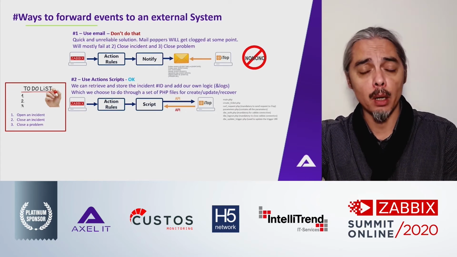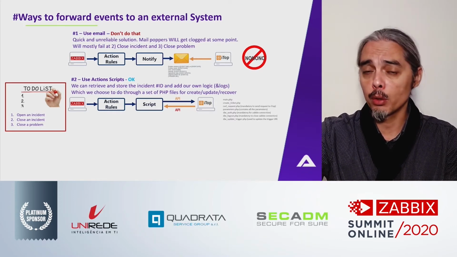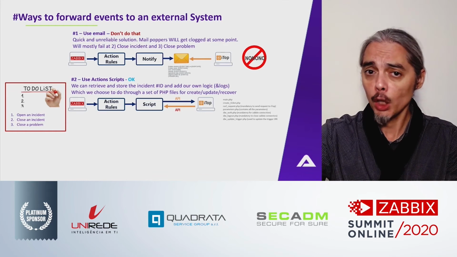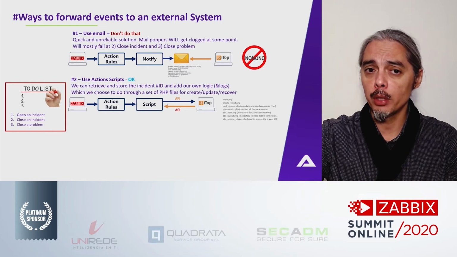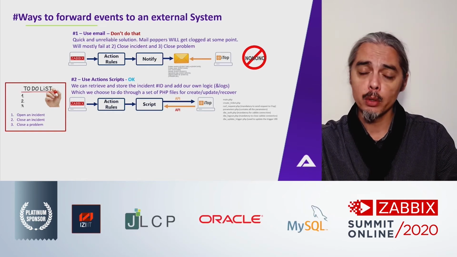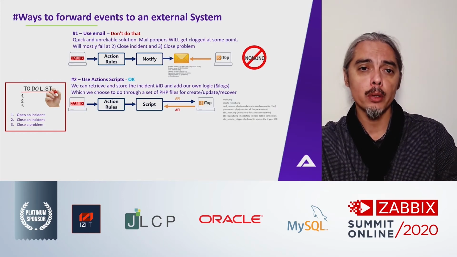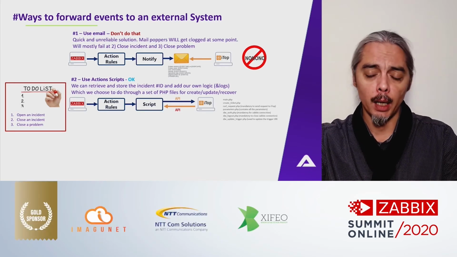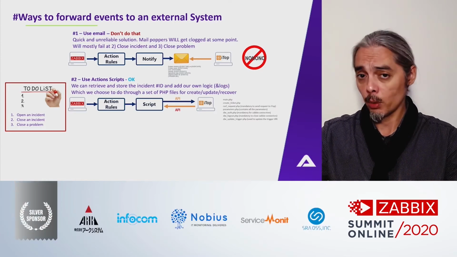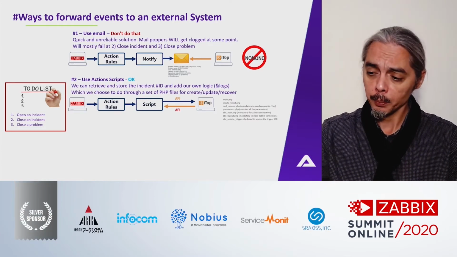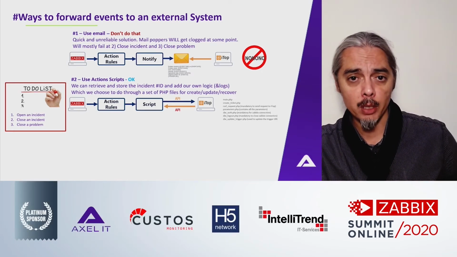So we wanted to be connected and use a connected media. We chose to use action scripts, and we made a couple of PHP files to create, to update, to delete from each side of the notification, where we are still using action rules, but we are not using notification media. We're using scripts, and our scripts allow us to add our own logic. Among that logic, we can get the incident ID that was opened on the helpdesk side back to the Zabbix system. Of course, when we started to do that, it was still under Zabbix 4.